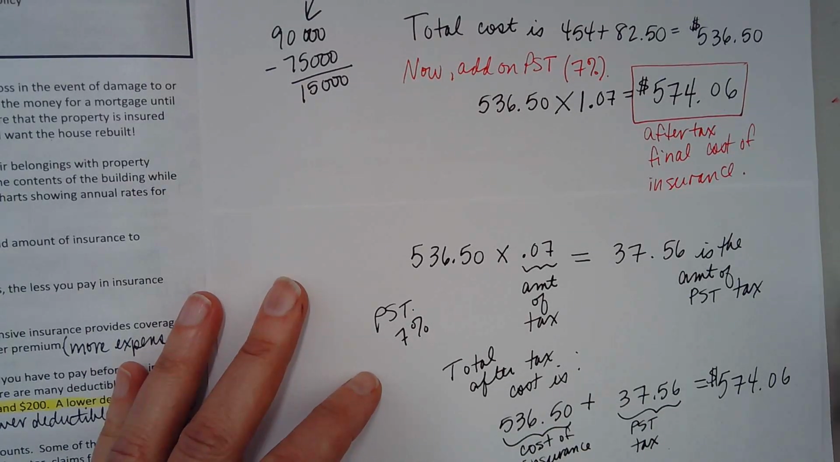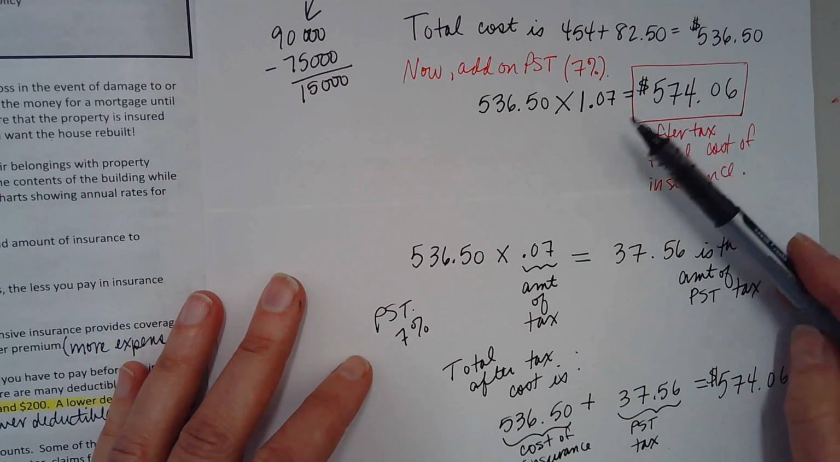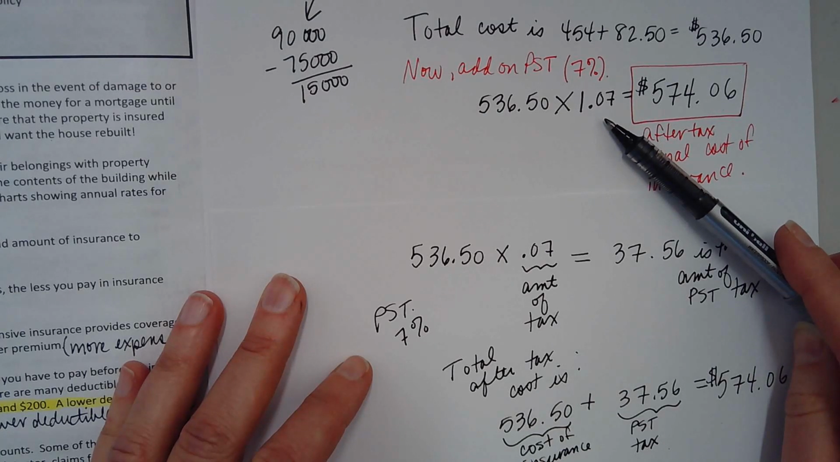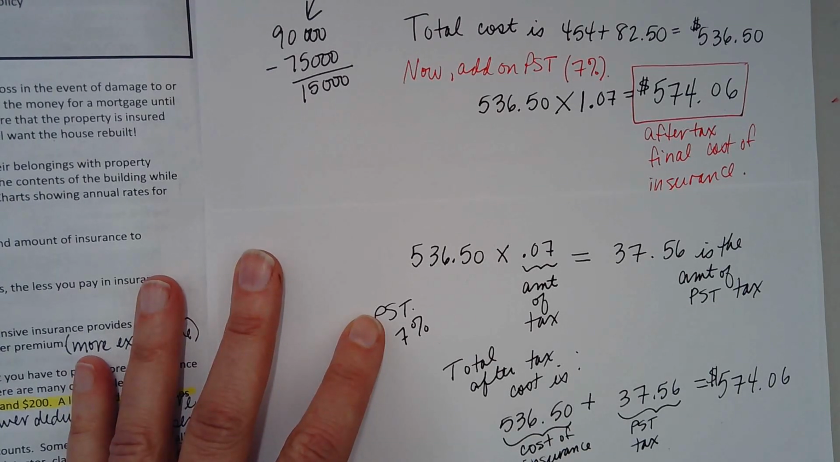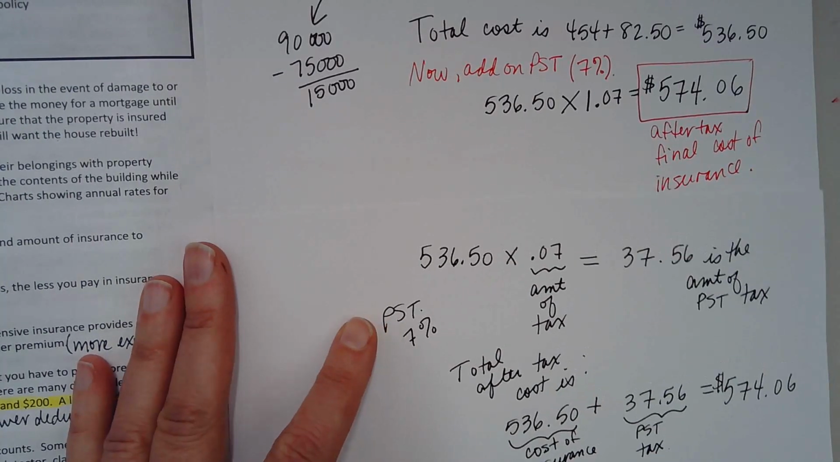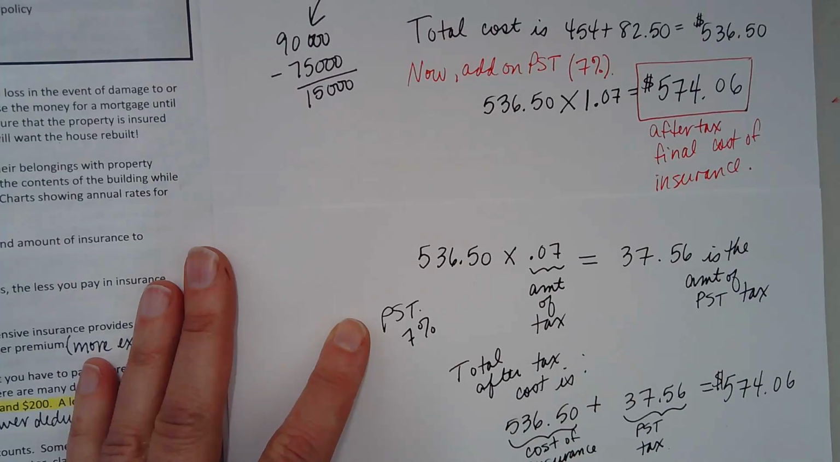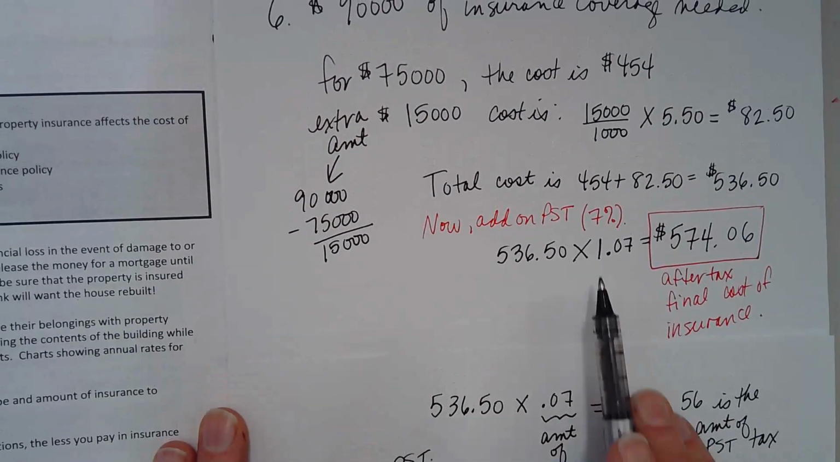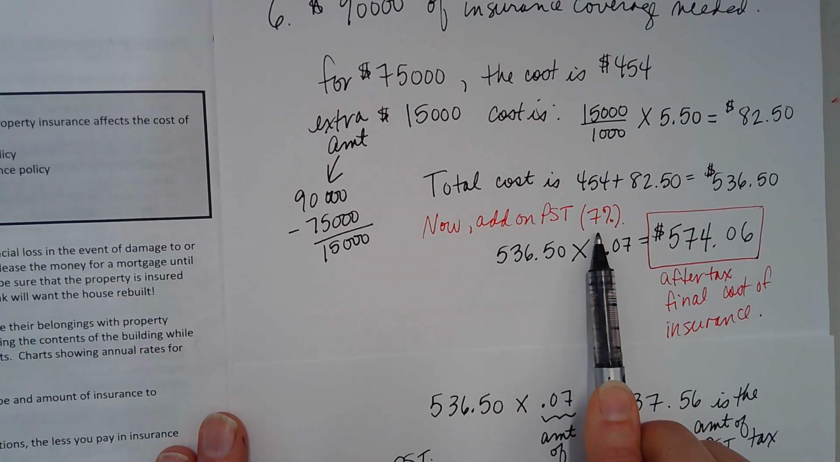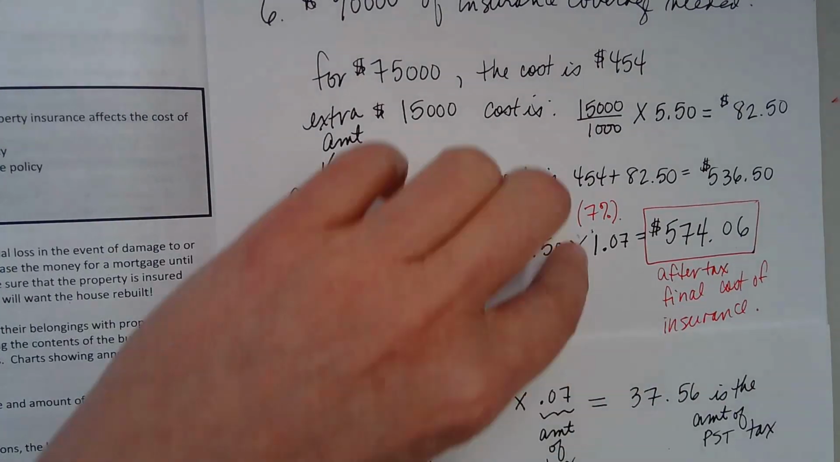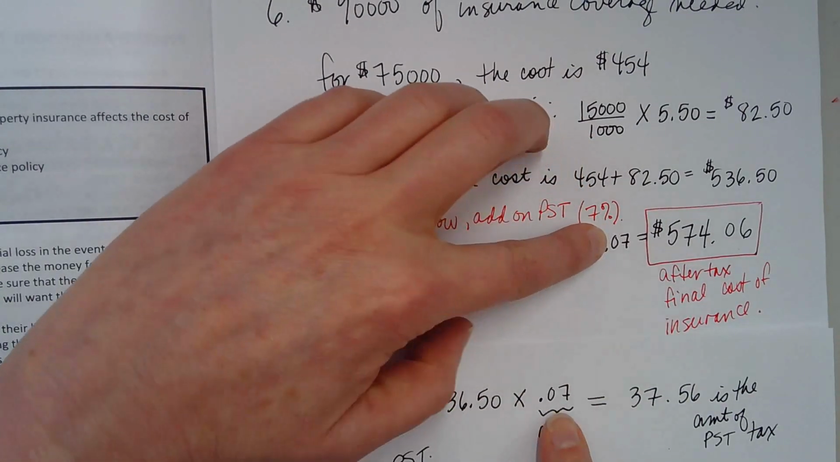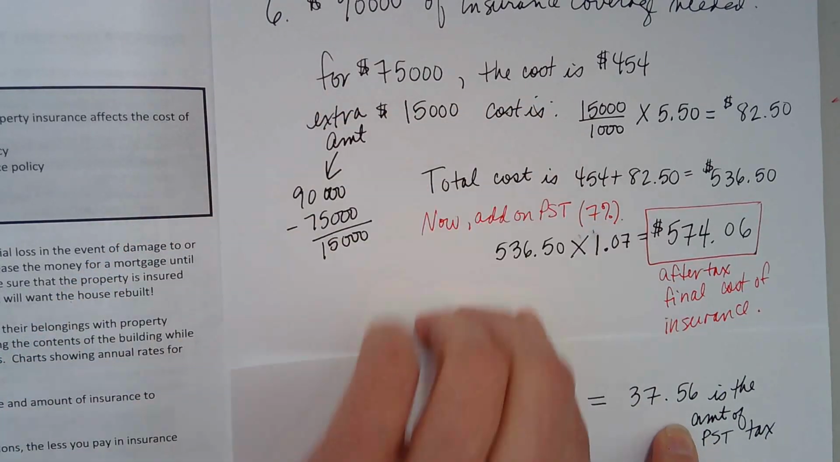So anytime you're trying to find after tax, you can multiply by 1.07 if it's just PST, or 1.12, right? A lot of the grade 11 teachers would show you that in grade 11 too, which is what I did. So that's why I'm just jumping to that in grade 12. Think about it. If I just multiplied by 0.07, I would just get the 37.56, right?